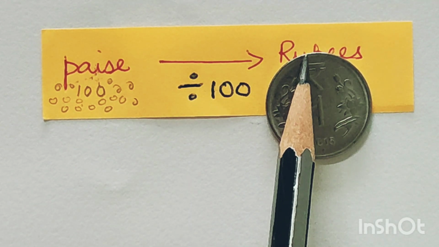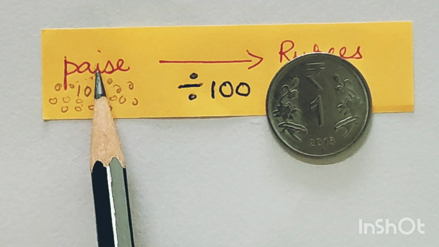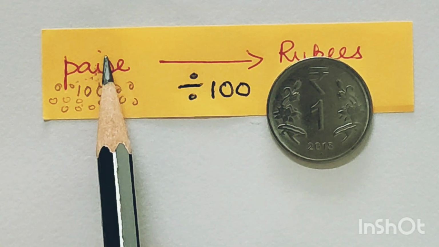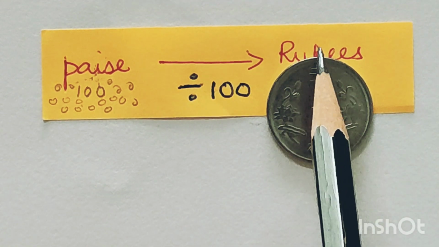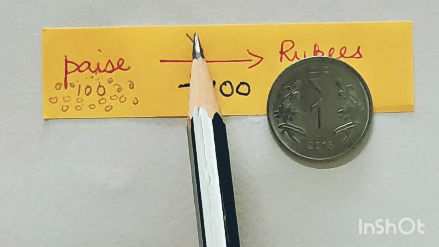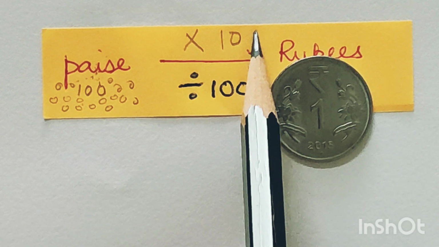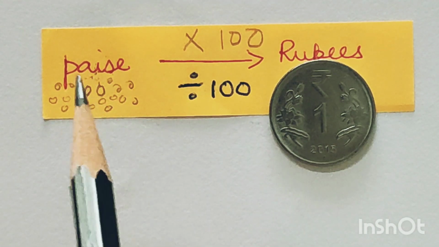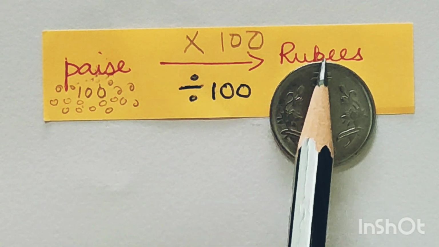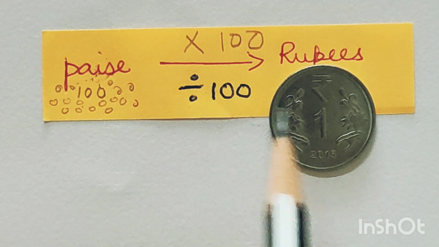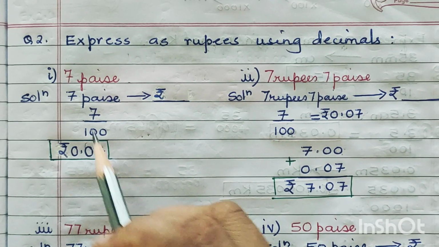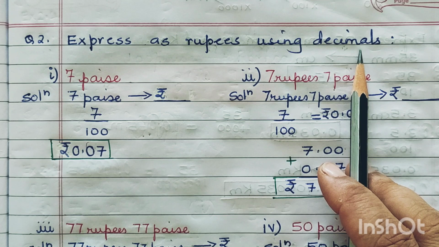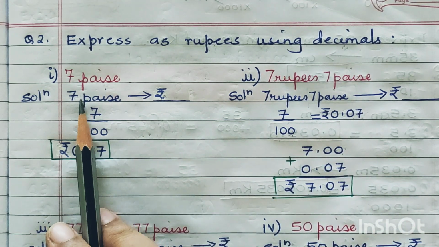On the other hand, if you had to convert rupees to paise, suppose 5 rupees into paise, you would have to multiply that 5 by 100. You multiply by 100 if you want to convert rupees to paise. But for now, remember, for converting paise to rupees, you have to divide by 100. Question 2. Express as rupees using decimals. So now let's work with the first example.